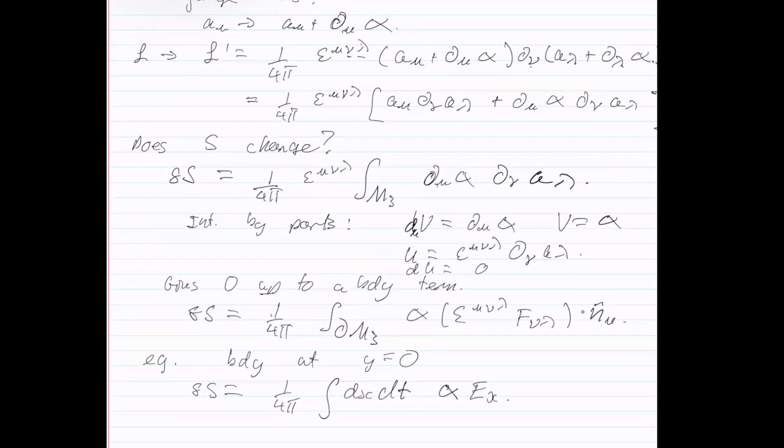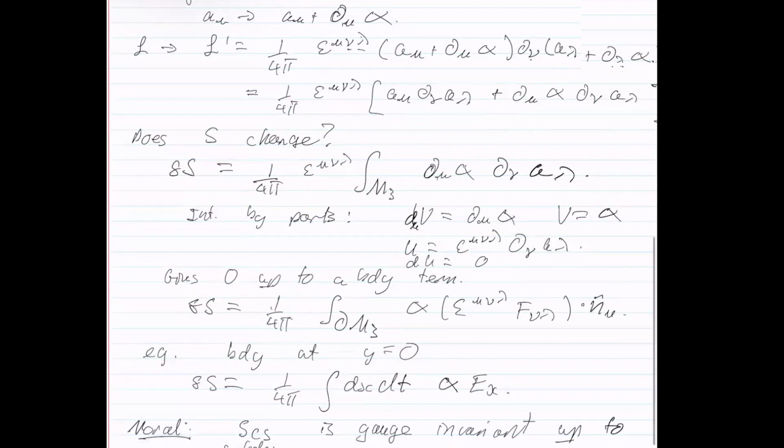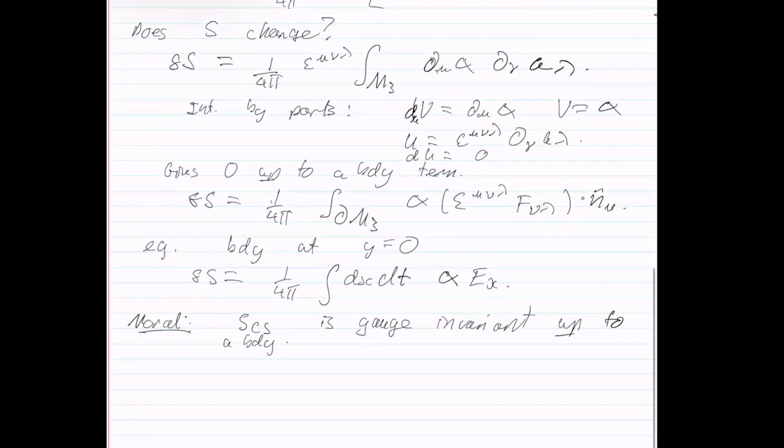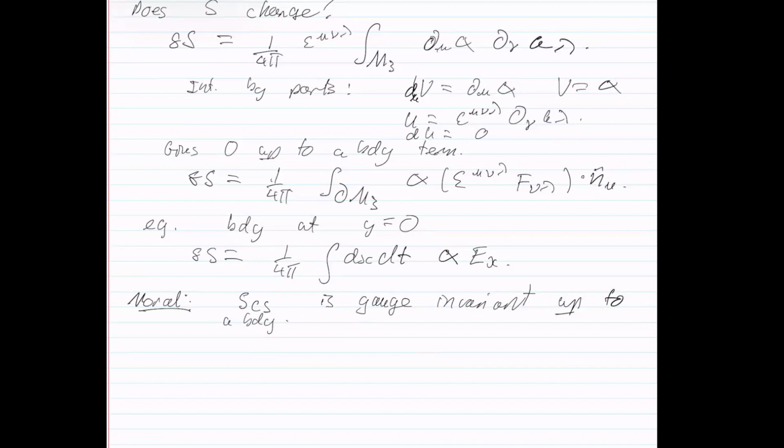Okay, so moral: the Chern-Simons action, and this is true in general of many topological actions, is gauge invariant up to a boundary. So something at the boundary. And so you might ask, how do we deal with this boundary theory? What to do about the boundary?